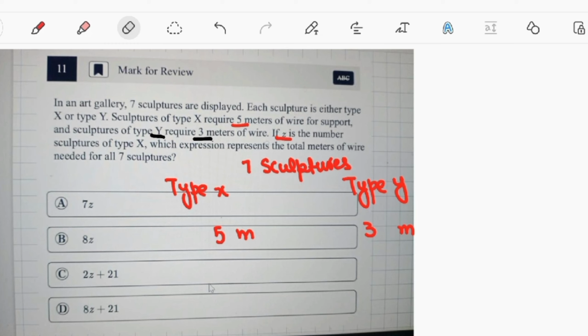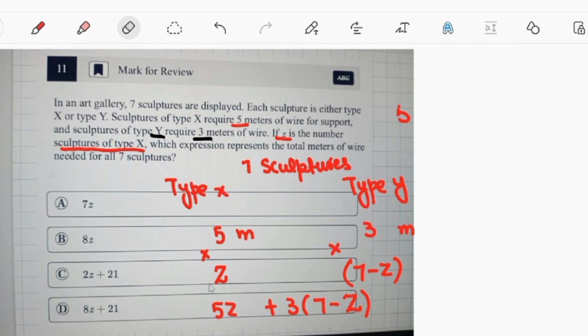If Z is the number of sculptures of type X, then the remaining sculptures are of type Y. So 7 minus Z is the number of sculptures of type Y. The length required for type X sculptures is 5 times Z, it is 5Z, and then 3 times (7 minus Z).